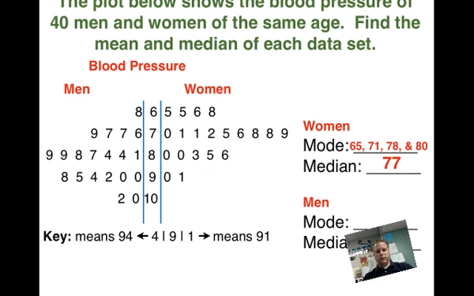Next we have our men's. What's the mode for the heart rate there? Again, not good information. We got 2 of each, so nothing really clear cut there. And our median is 88.5.